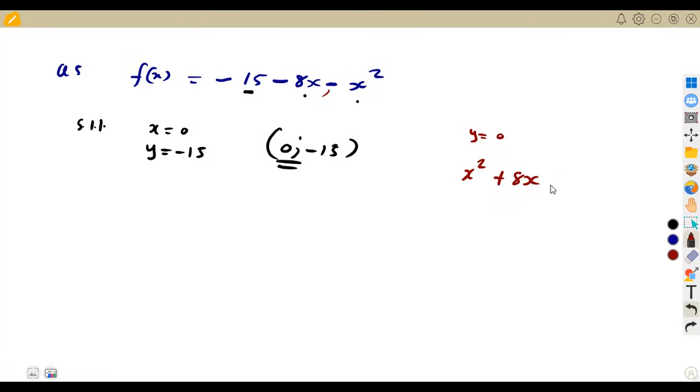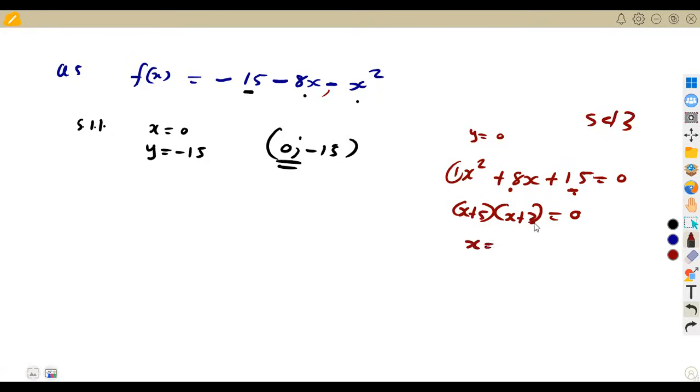Minus 15 to this side becomes a positive 15, must be equal to 0. So just work with factors here, two brackets, equate to 0. We've got x and x. Factors of 15 that add up to 8, we've got 5 and 3. If you add this, we've got 5 and 3 in this case.